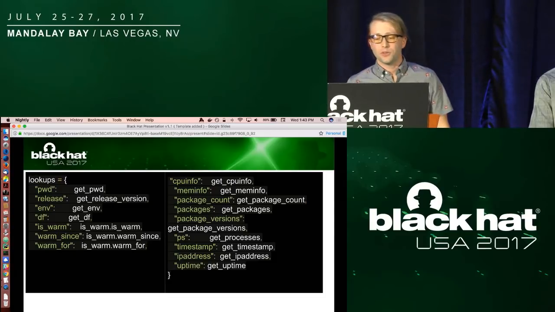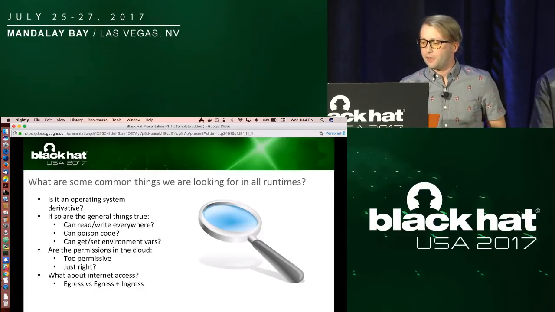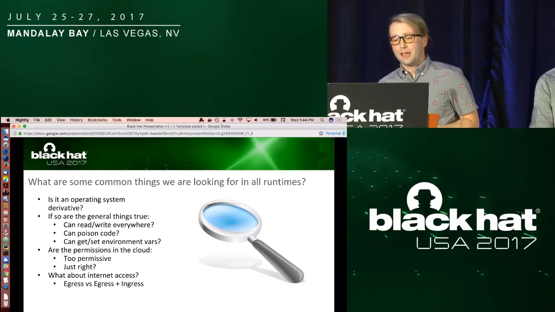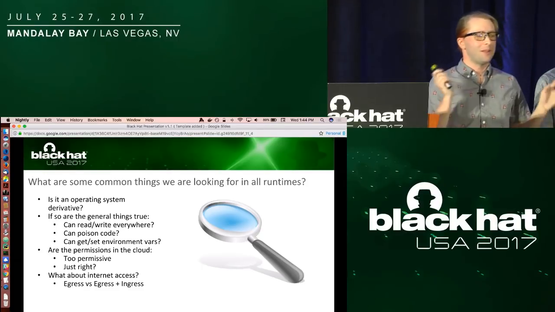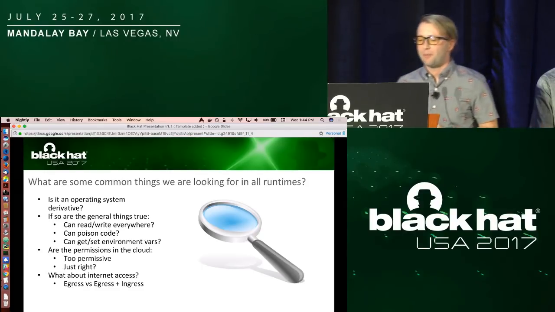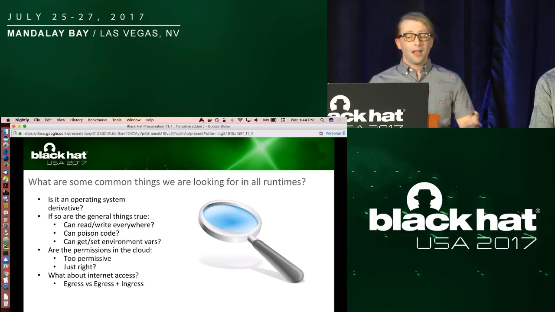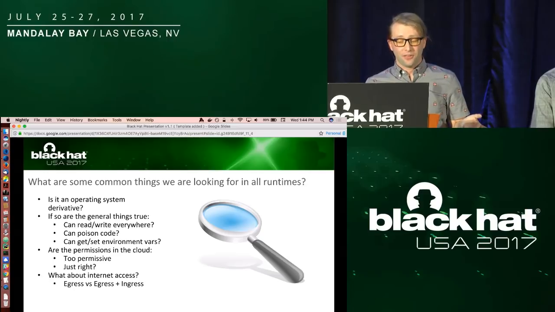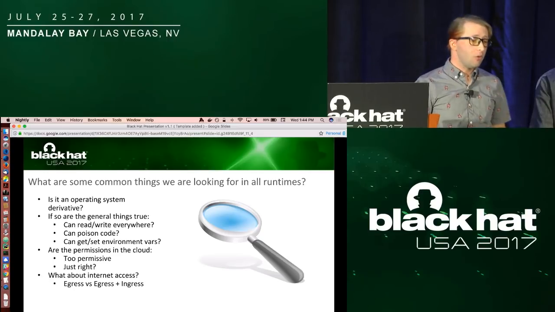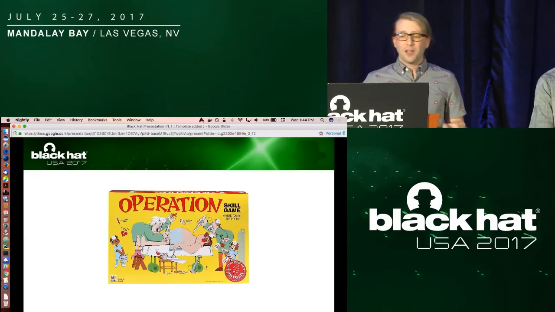And we'll talk more about this towards the end. But we have this great, big, rich profile now of information on these environments. And we looked for common things, like is this an operating system, or is this something totally proprietary that just implements a custom version of the language runtime? Can we read and write everywhere? Can we poison the code once it's in the environment? Can we get and set environment variables? Are the cloud permissions too permissive, too tight, or just right? What about internet access? Do I have egress versus egress and ingress? Can I pop a shell on these things? What even are they?